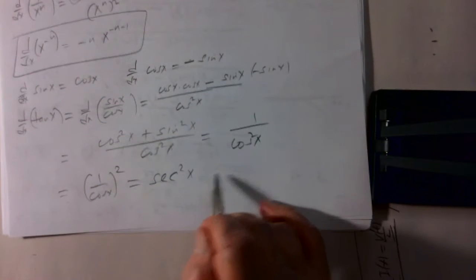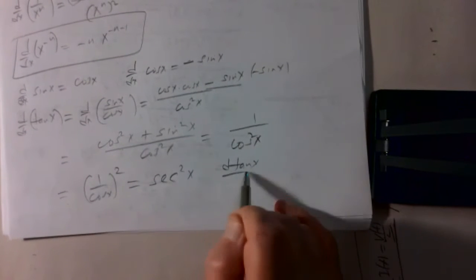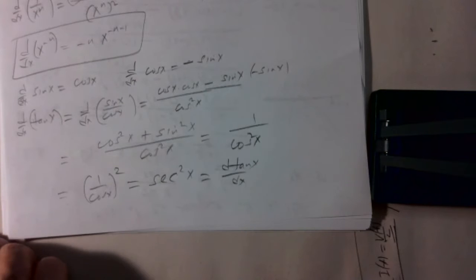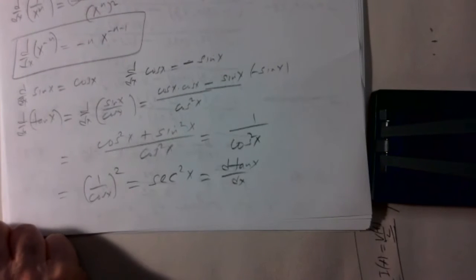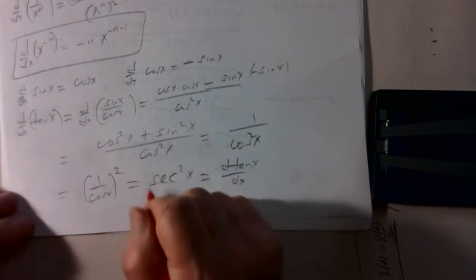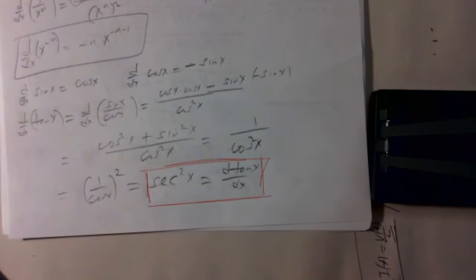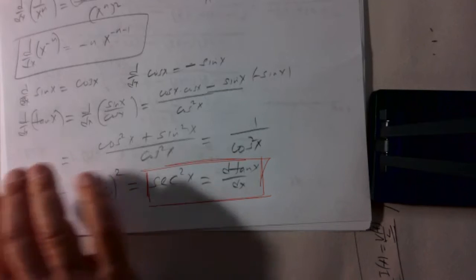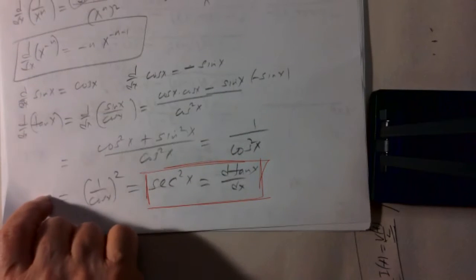So we have now the formula for the derivative of the tangent. It's secant squared. So we know the derivative of the sine and the cosine. We now know the derivative of the tangent. Let's work out the derivatives for the cotangent, the secant, and the cosecant. Because these come up all the time and we need to know them.